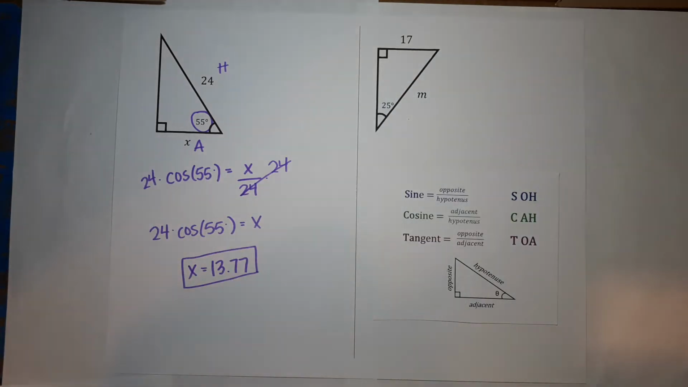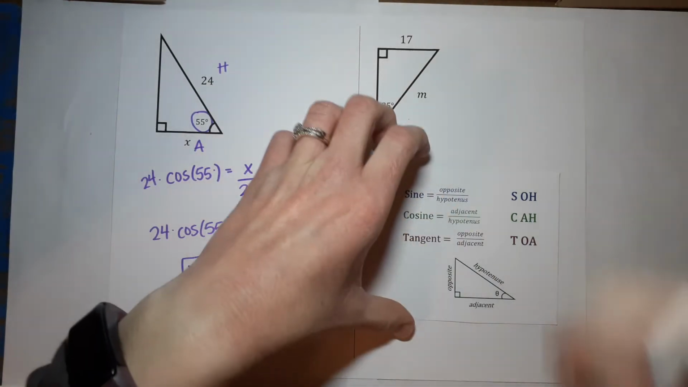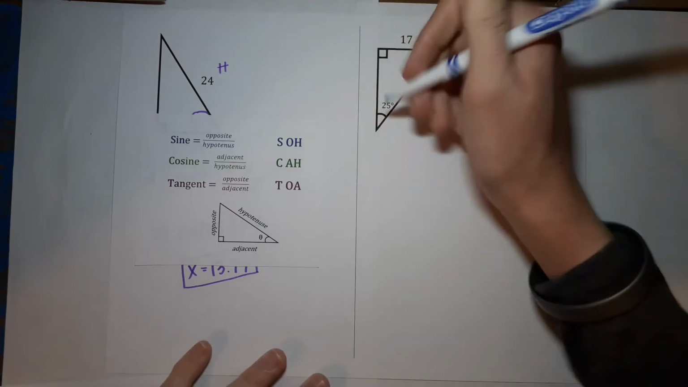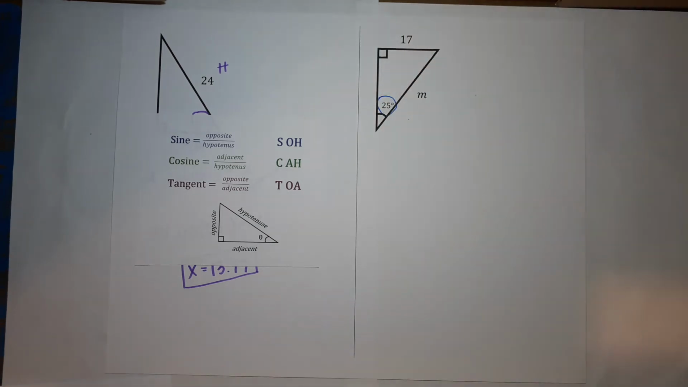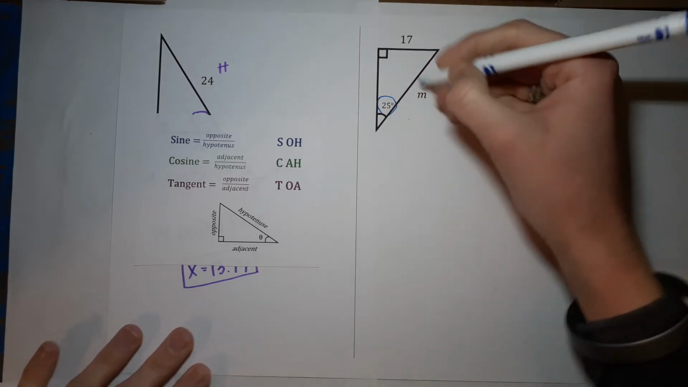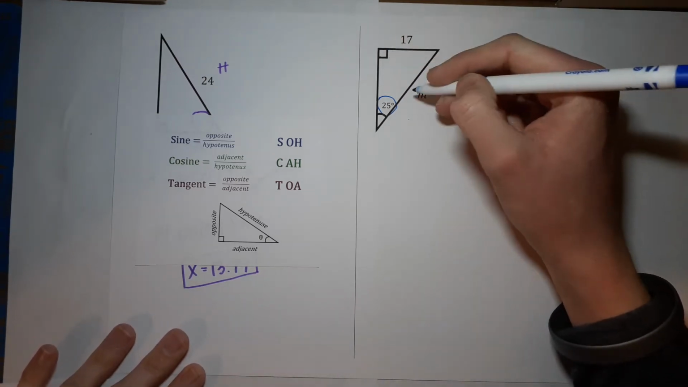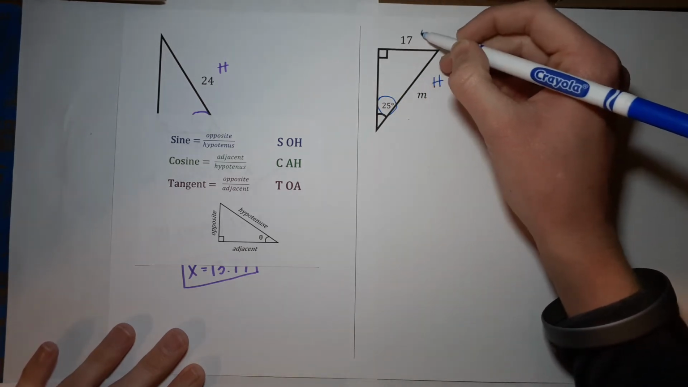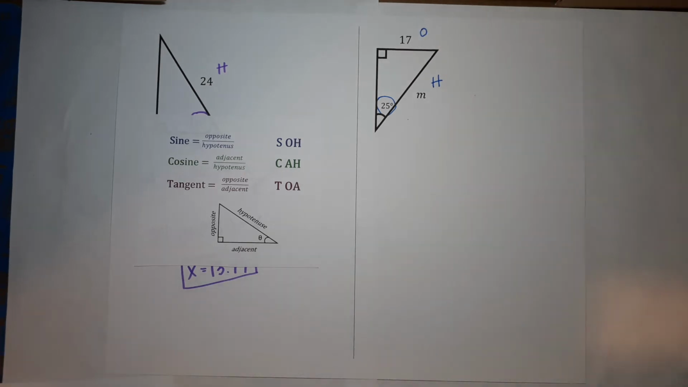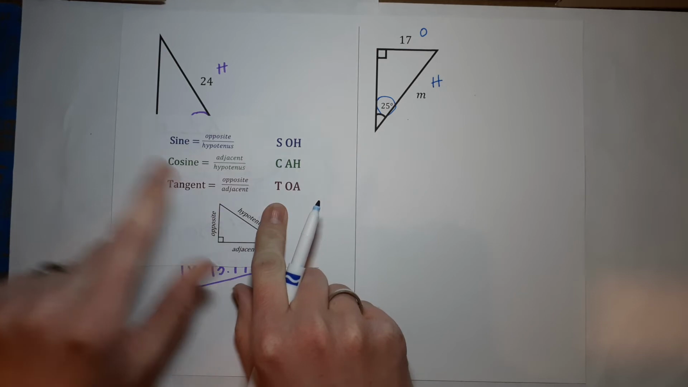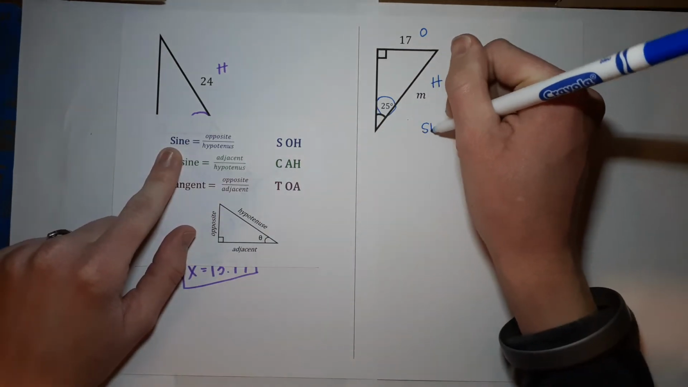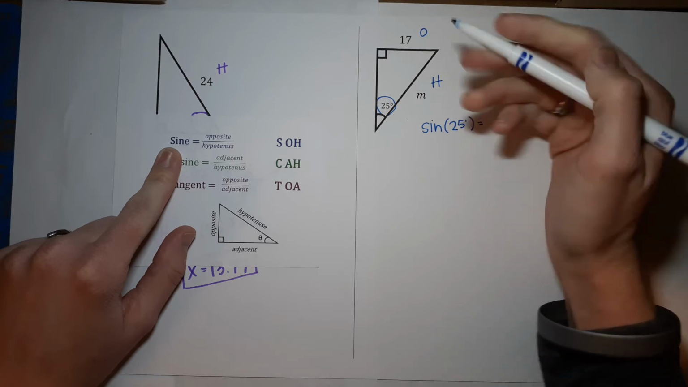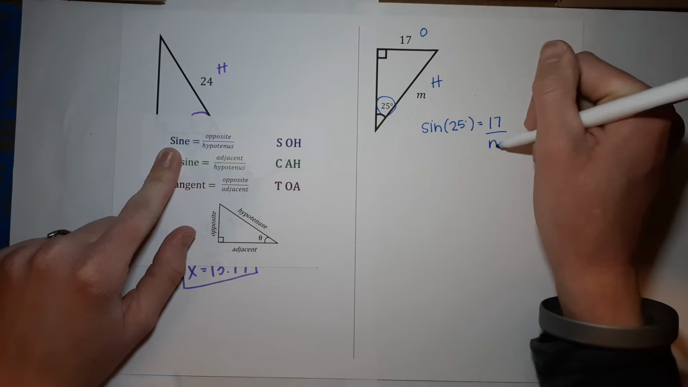Oh my gosh, wasn't that amazing? All right, let's do one more. Okay, this time the angle that I am using is 25 degrees, okay? Across from my right angle is the hypotenuse. And this one is across, so this is my opposite. Okay, so which one uses opposite and hypotenuse? Sine. So the sine of 25 degrees is equal to opposite, which is 17, over hypotenuse, okay?